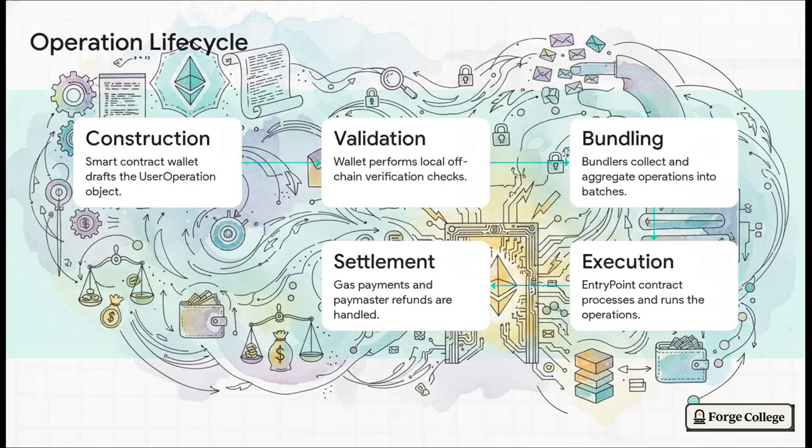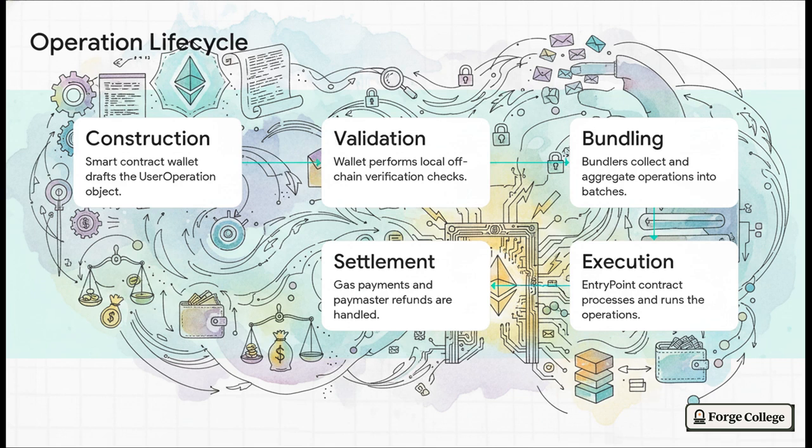Next up, Section 4, the execution pipeline. Let's walk through the exact journey step by step. First, your wallet drafts the operation. Next, it performs local off-chain validation just to check its own rules. Then, our bundler middleman scoops it up along with a bunch of others. Step 4 is where the magic really happens. The EntryPoint contract validates and runs the transaction right on the blockchain. And finally, settlement occurs, where gas is paid and any refunds are issued.